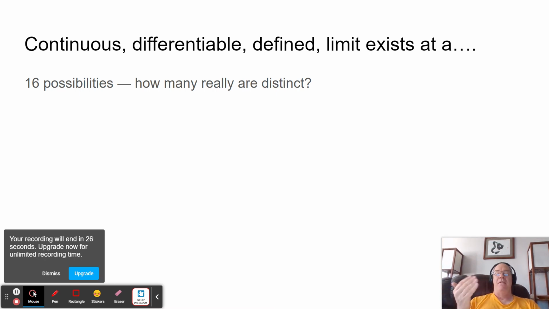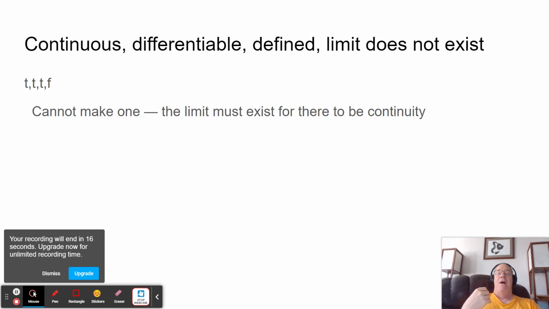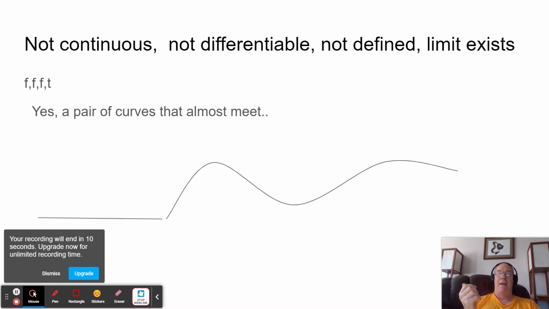There are 16 possibilities amongst continuous, differentiable, defined, and whether the limit exists. How many are really distinct? This is where all four are allowed. You can't get continuous, differentiable, or defined if you don't have existence of the limit at a given point. And you can have a pair of points that also meet, which we talked about. They're not continuous, not differentiable, not defined.